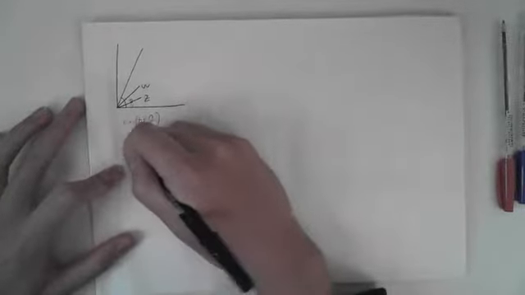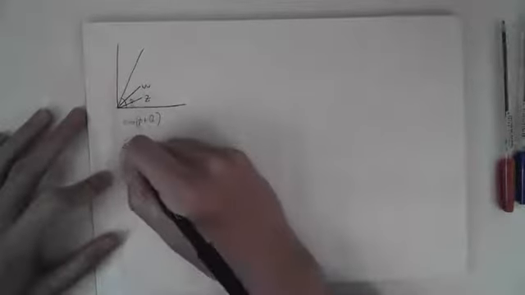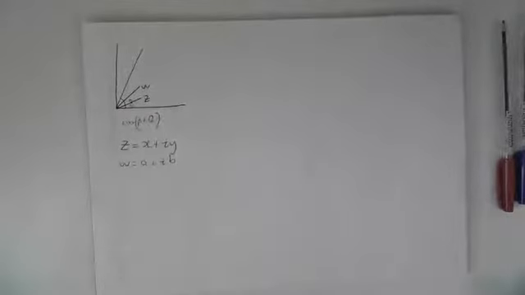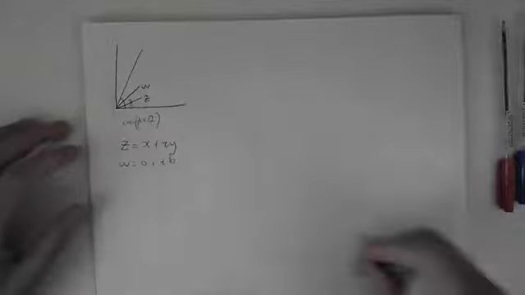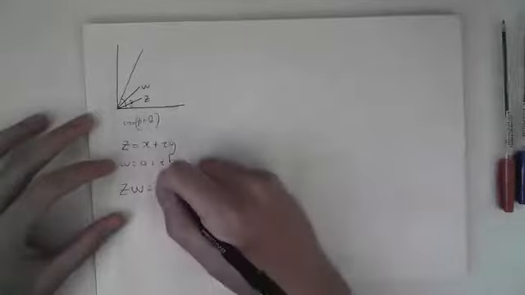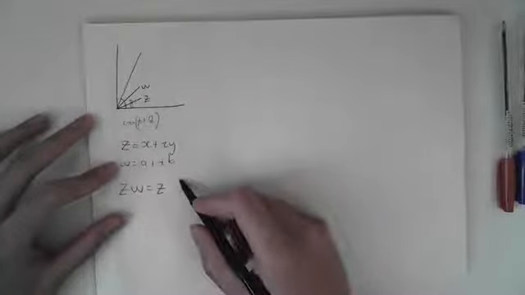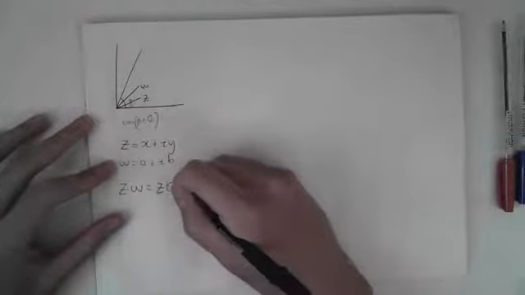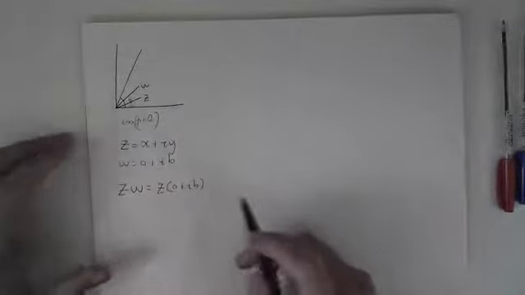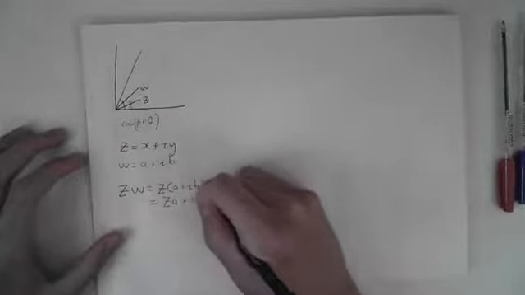Let's let z equal x plus iy, and let's let w equal a plus ib. So let's really have a look at what's going on when we multiply z and w. So zw is equal to, I'm going to leave z there, right? And I'm going to substitute this Cartesian form of w into the multiplication. So a plus ib, right? And now let's expand this. So I'm going to have za plus izb.